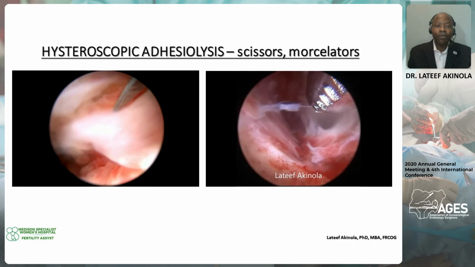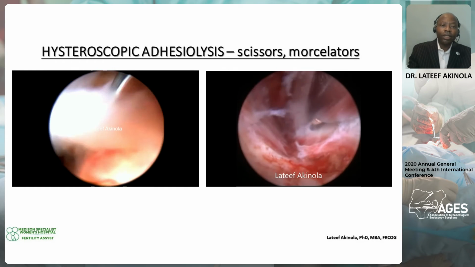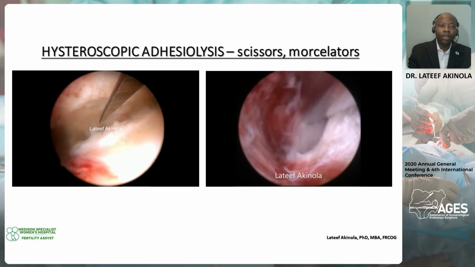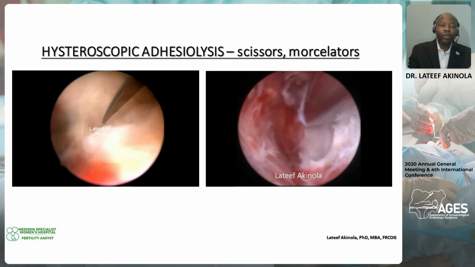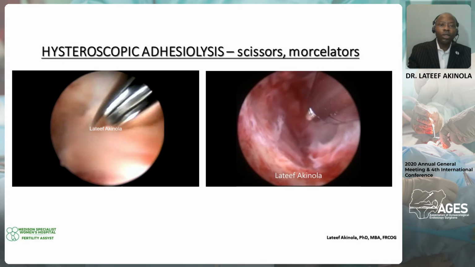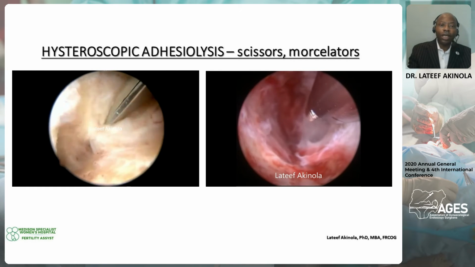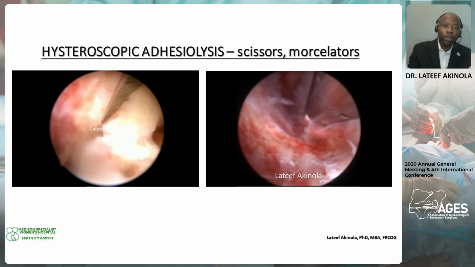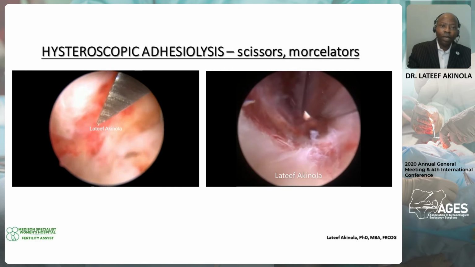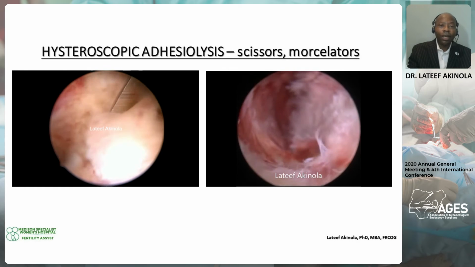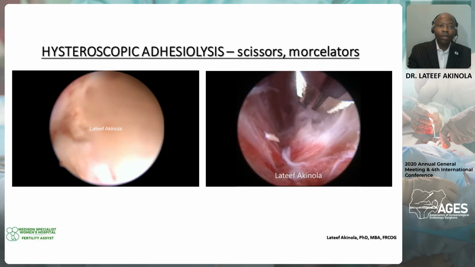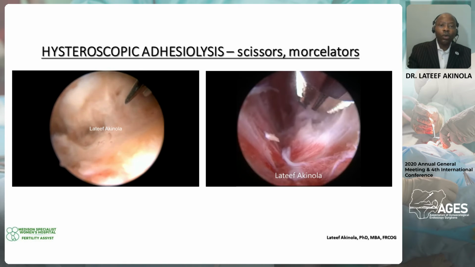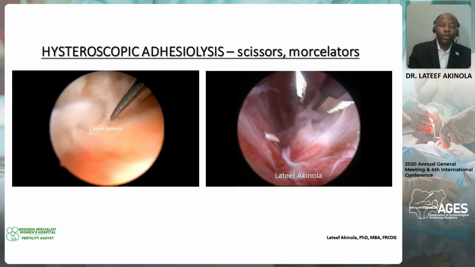The right side of the cavity is completely occluded by adhesions, and we can see the ostia on the left, but on the right side we cannot see anything. And using hysteroscopic scissors, we could dissect out the adhesions. You continue, you can see the adhesion fibers, you continue until you get to the muscle layer, when you start seeing blood vessels, and then you know this is the time for you to stop.